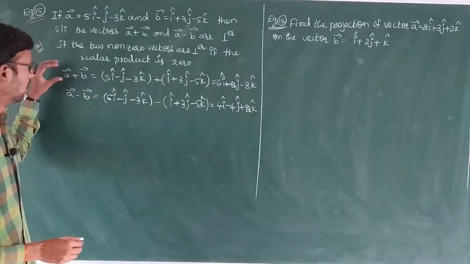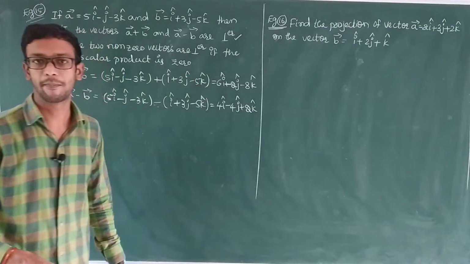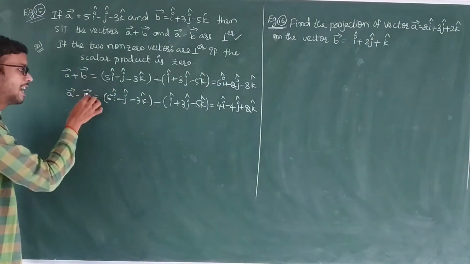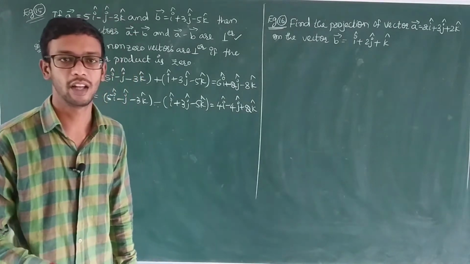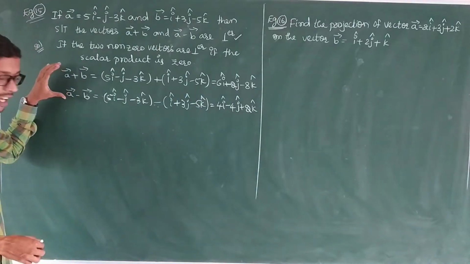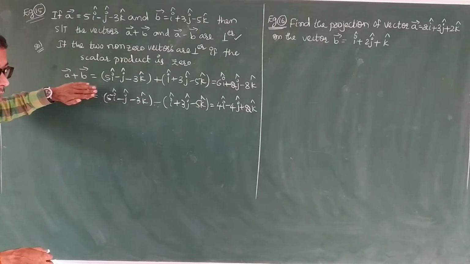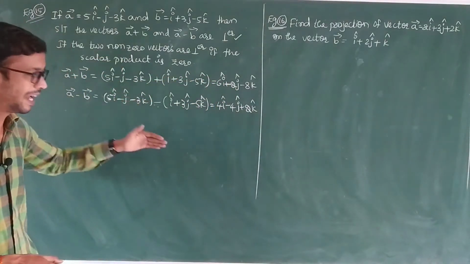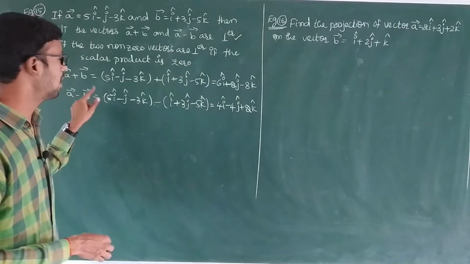So now these two vectors we have to show perpendicular. For showing perpendicular, if the dot product of two vectors is 0, then the two vectors are perpendicular. Here what are the vectors? A bar plus B bar is a single vector. A bar minus B bar is also another vector. If you make the dot product and get 0, it means these two are perpendicular.